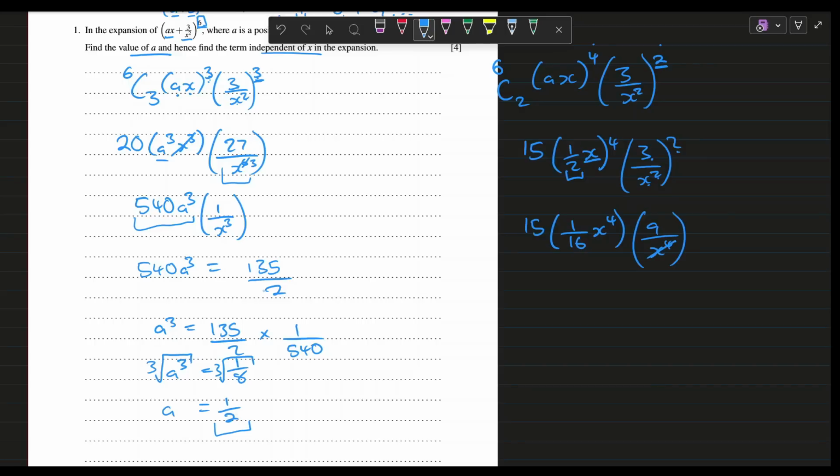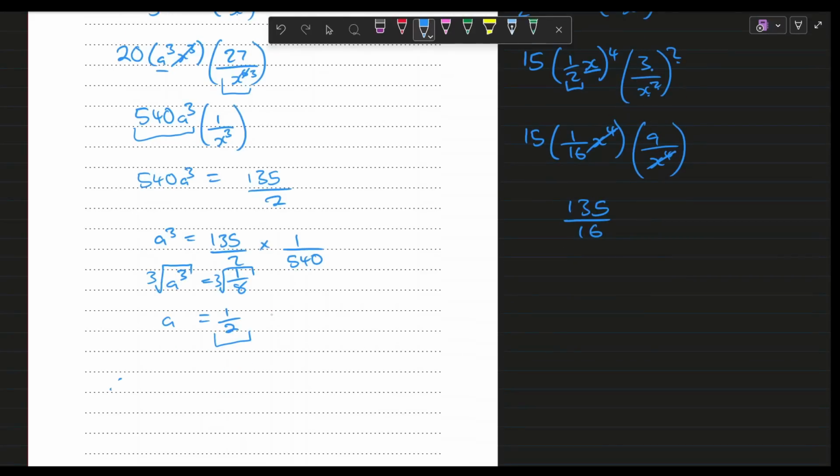Alright, so the x to the 4 should cancel out, and then we've got 15 multiplied by 1 over 16 multiplied by 9, which gives us 135 over 16. Okay, so we can conclude that a is 1 over 2, and the term independent of x is 135 over 16, and this would be our final answer.